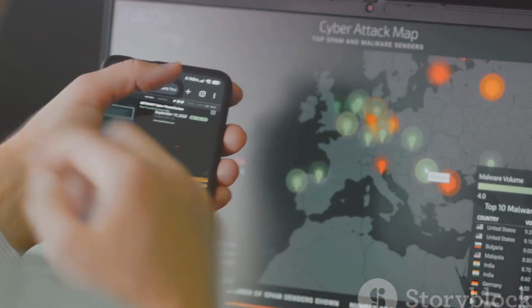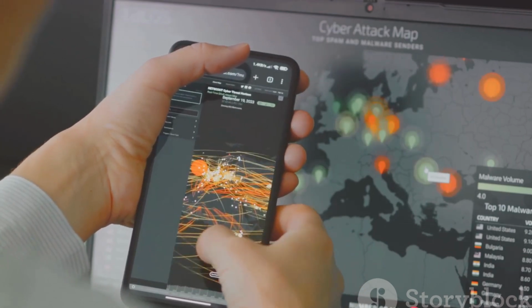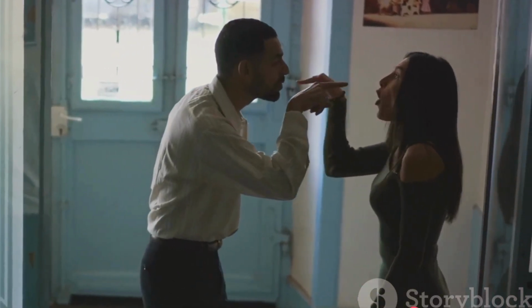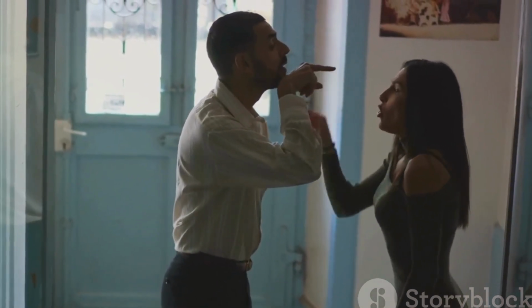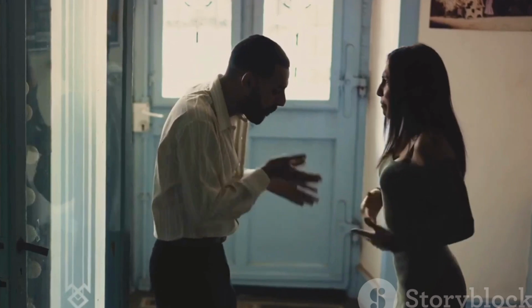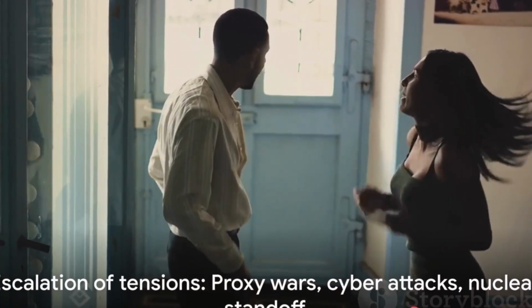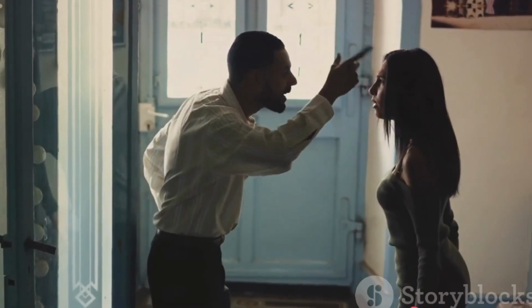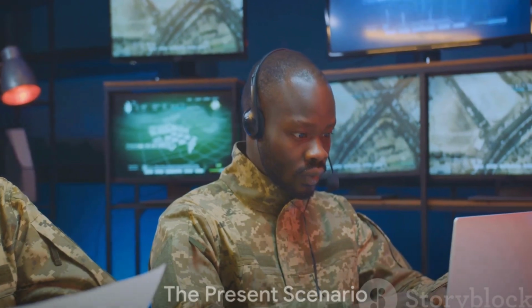These actions and reactions have created a vicious cycle of hostility, with each side perceiving the other's actions as aggressive and responding in kind. The result has been an escalation of tensions that has brought the region to the brink of war. This escalation of tensions has led to a series of proxy wars, cyber attacks, and a nuclear standoff. The stakes are high and the world watches, hoping for a resolution that can bring an end to this dangerous game of brinkmanship. Now, as we move into the present day, where does this conflict stand?